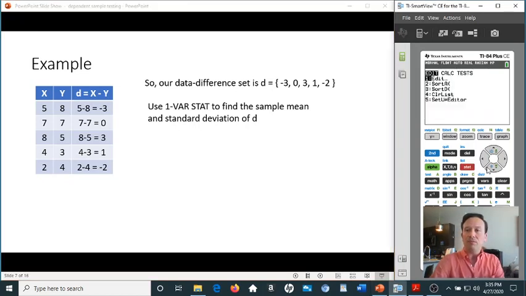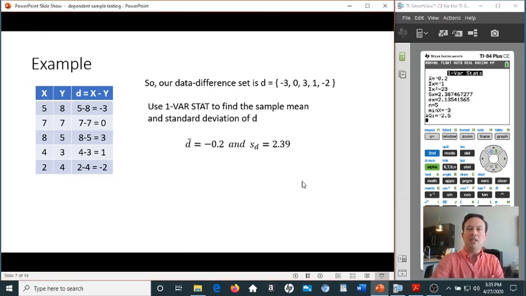So do stat, and then you'll do number 1, one-var stat. Change the list number to list 3. Hit calculate. Okay, and there's the numbers that you need. So D bar is the X bar, negative 0.2, and SX is SD, 2.39, rounded off to 2 places. Now, how come your calculator doesn't have D there? Your calculator will always have X's here no matter what your variables are. Your calculator doesn't know that we're calling this D. All right, your calculator will always call it X.